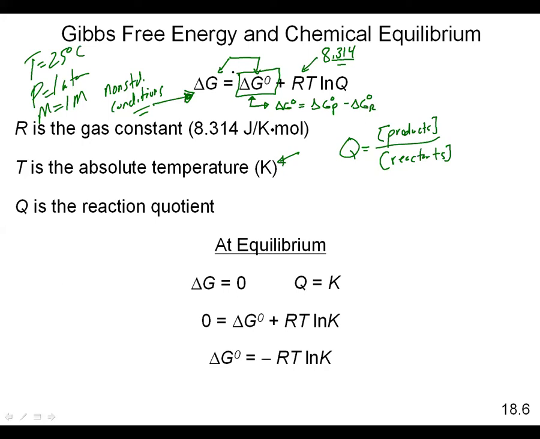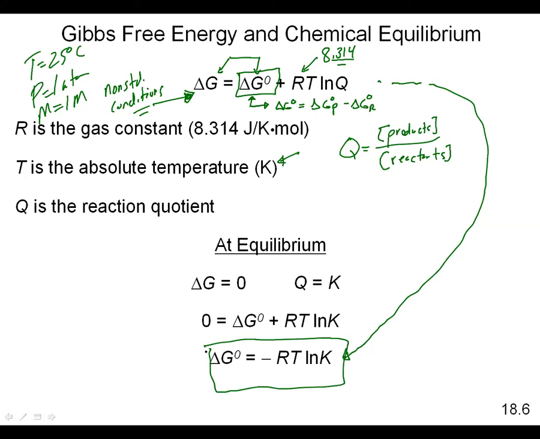Now, when we do get to equilibrium, this equation up here really becomes this equation over here. When we get to equilibrium, our delta G will equal 0. And if we're at equilibrium, we're no longer dealing with Q, the reaction quotient. We are dealing with K, the equilibrium constant. So basically, the top equation reduces down to this bottom equation, which allows us to calculate the delta G naught under standard conditions if we know the equilibrium constant.